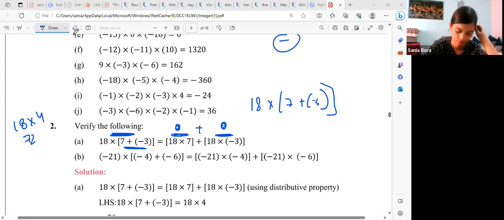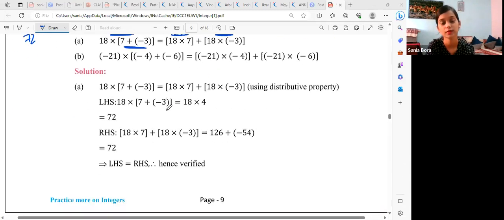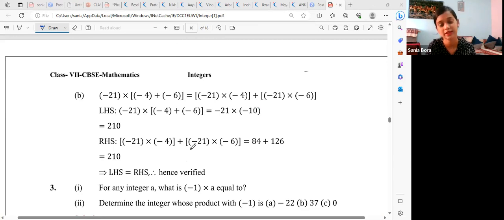Minus 10. Minus 1, minus 21, okay. Minus 10 multiplied by minus 21. Minus 10 multiplied by minus 21. Okay, both of the sides are equal only. Both the sides are equal? Yes. Okay, so hence verified.